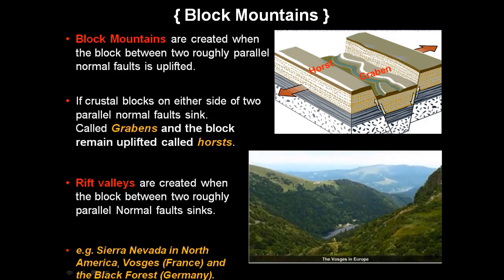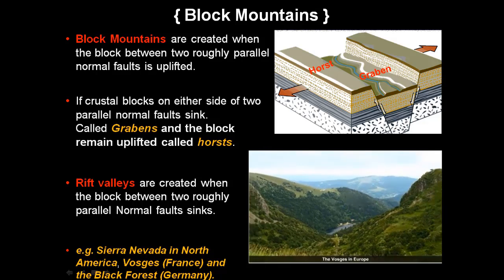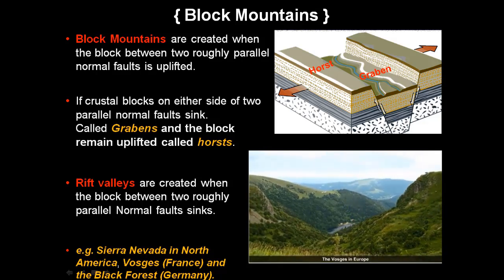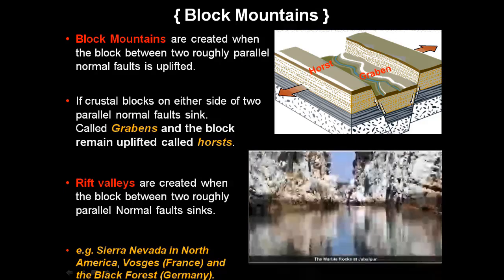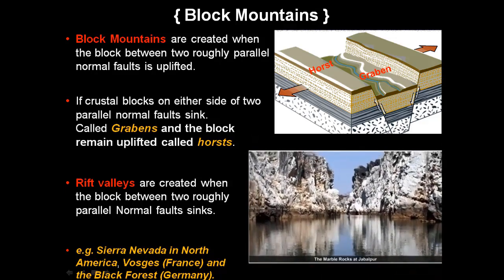This is a visual of the block mountain in Vosges in Europe. As you can see, the blocks on either side. There is another example of block mountain formation in India, the marble rocks at Jabalpur.